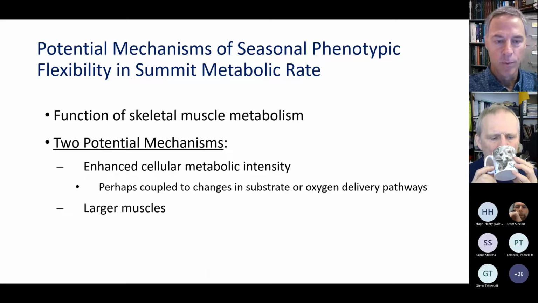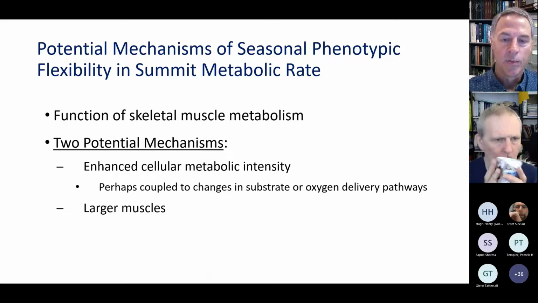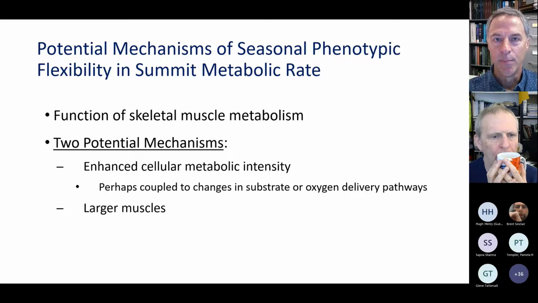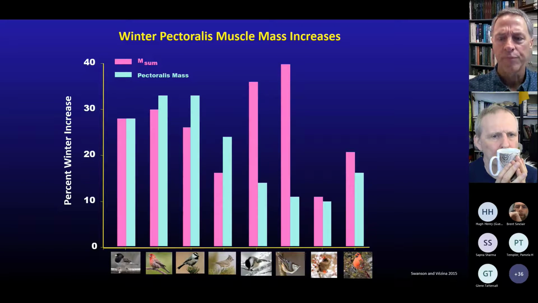And there are really two non-mutually exclusive potential mechanisms for that. One is you can enhance the cellular aerobic capacity, or the ability of the individual muscle fibers to produce ATP by aerobic pathways. And this might be coupled to changes in the substrate or oxygen delivery pathways. Or you could get larger muscles. And so we'll start with the second possibility first here.